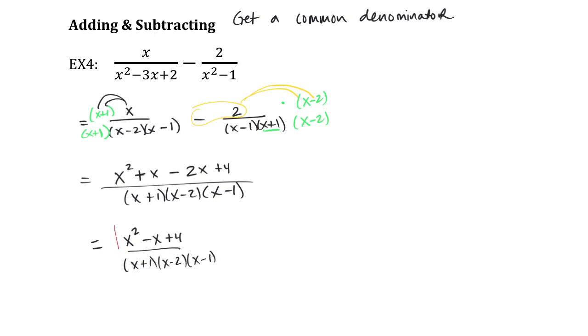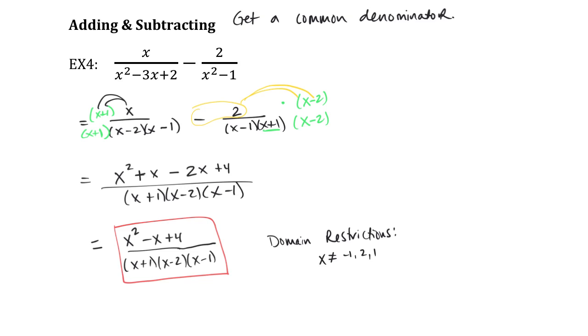And we just want to pause for a second and double check to see if maybe the numerator could factor, because sometimes this can simplify, but it doesn't. And so we're done, and we just have the domain restrictions. Let's see, x cannot equal negative 1, 2, or 1.